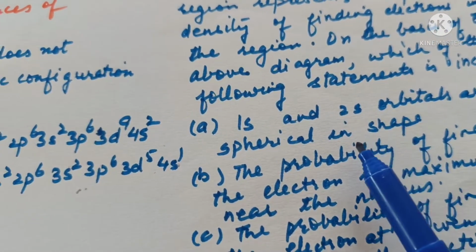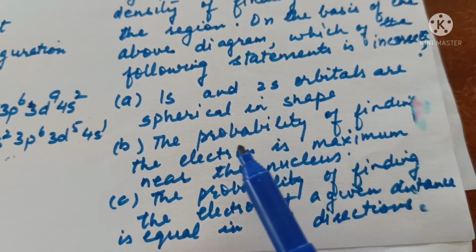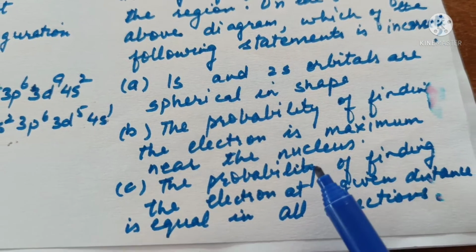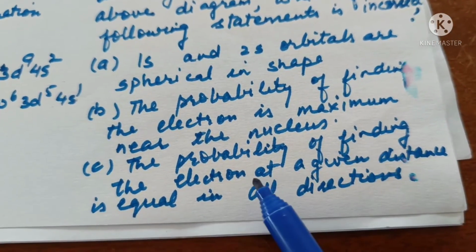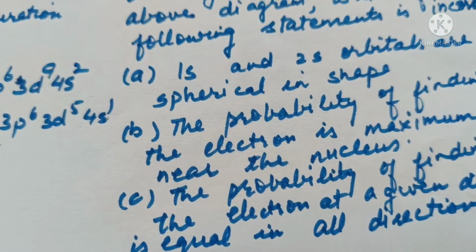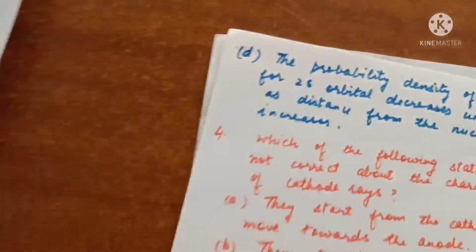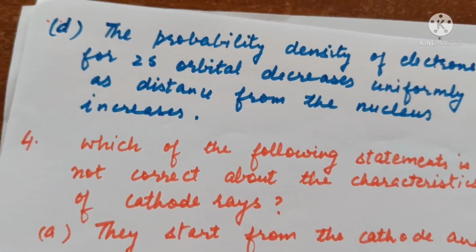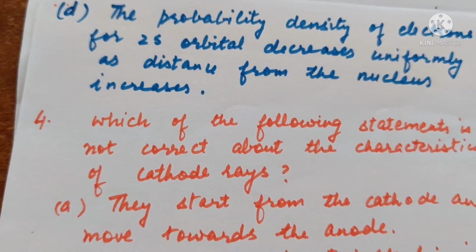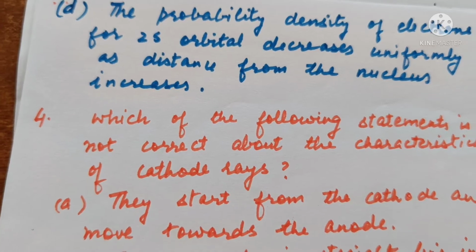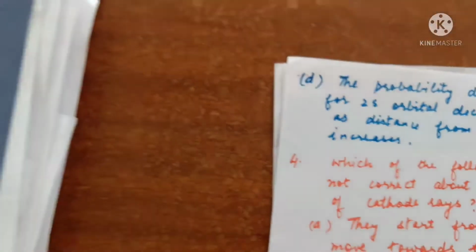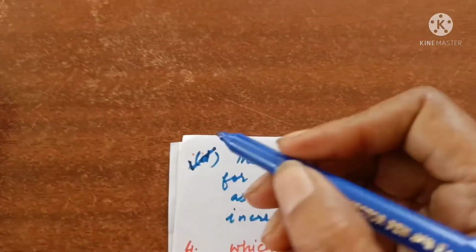1s and 2s orbitals are spherical in shape. The probability of finding the electron is maximum near the nucleus. The probability of finding the electron at a given distance is equal in all directions. The probability density of electrons for 2s orbital decreases uniformly as distance from the nucleus increases. So option D is the correct option.